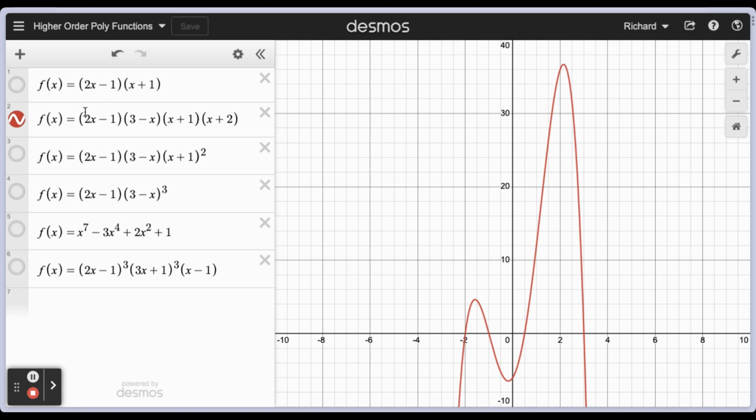If you just look at the x term, 2x times minus x times x times x would give you the highest power. So it's an order 4 graph. It's a power of 4 graph. And you can see there are 4 linear factors.